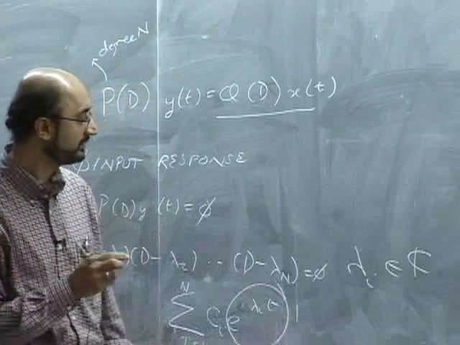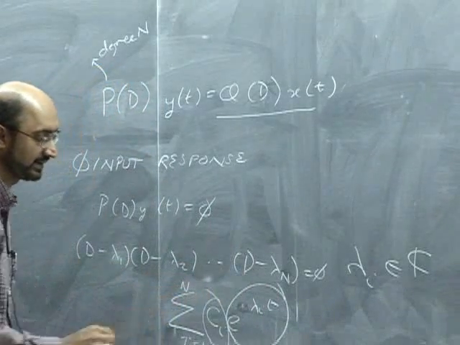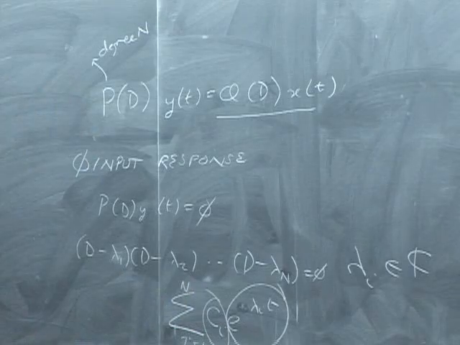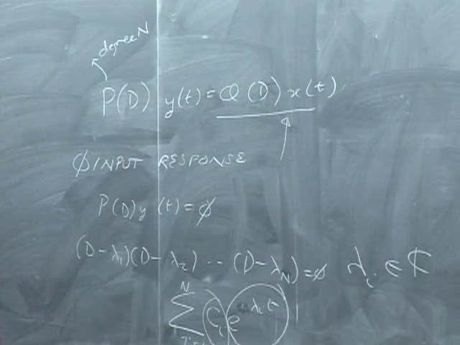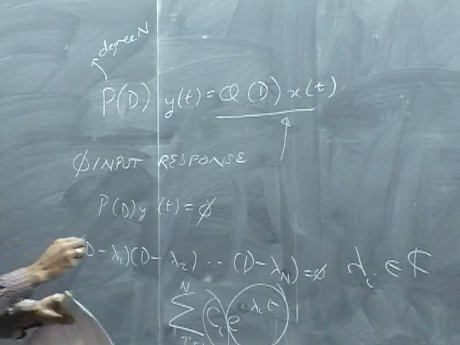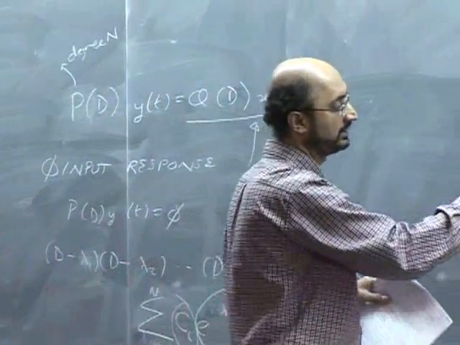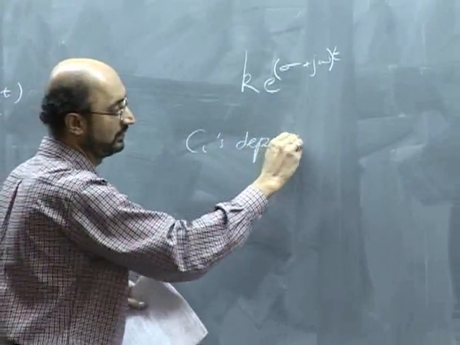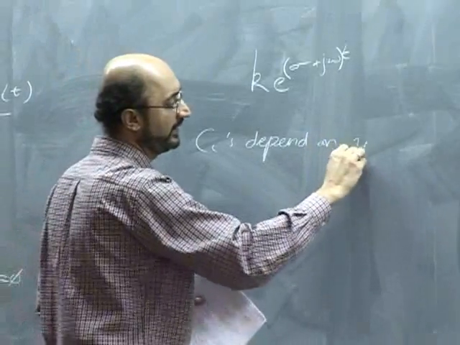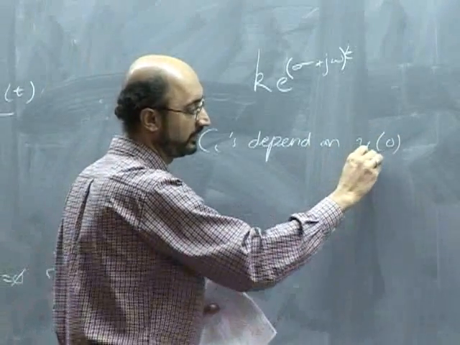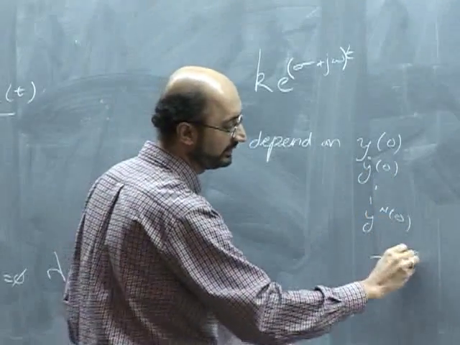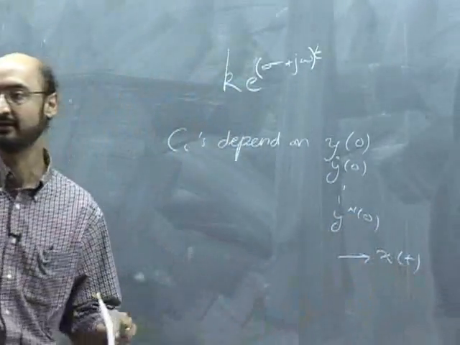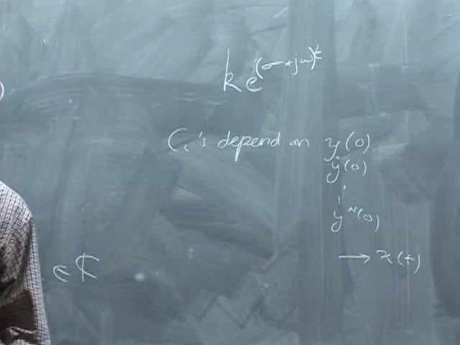The one thing I should point out is, where do these CIs come from? I never tell you where the CIs come from. At the end of the day, they're going to come from the XTs, because at time 0 we're going to match the outputs. So the CIs depend on y0, y dot 0, etc., y to the n 0, which in turn depend on the xt on the right-hand side. So that's how we find what the CIs are.